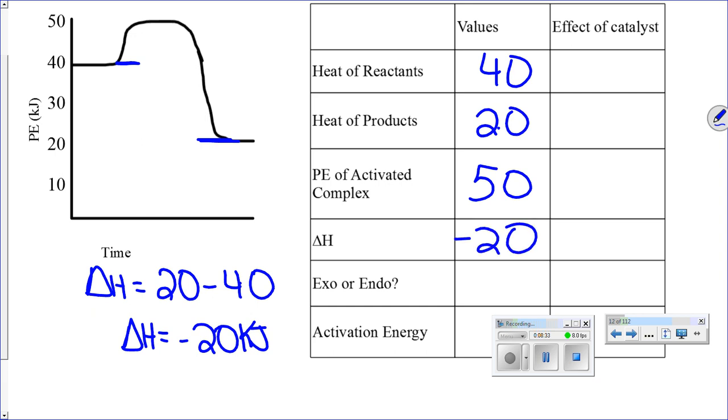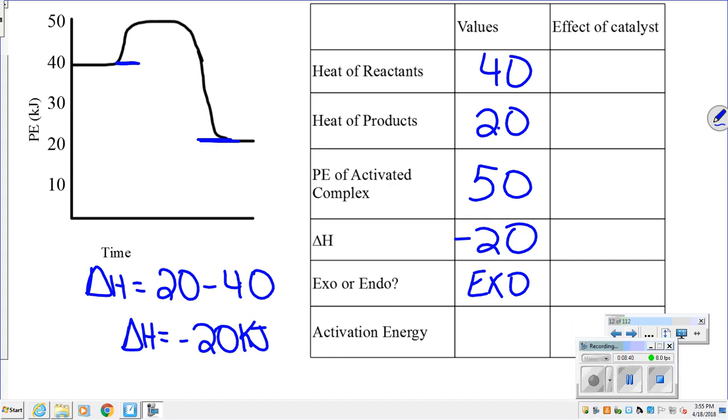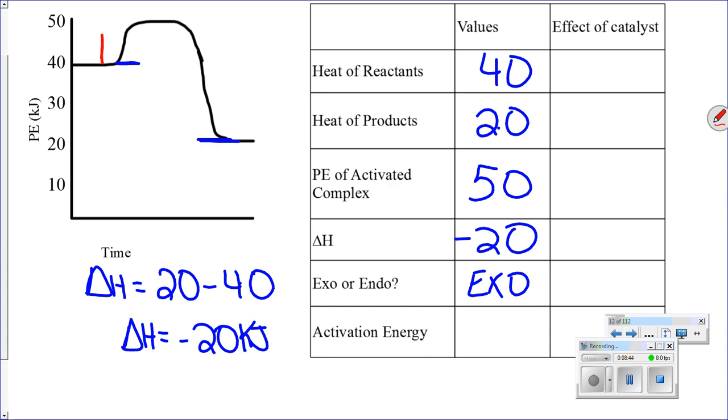This is an exothermic reaction. I can see that it's ending lower and I have a negative delta H. Now my activation energy is the amount of energy that I needed to put in to get this thing going. So I started at 40, I needed to get up to 50. My activation energy is 10. So your activation energy is not equal to your activated complex because you already have some energy when you started.